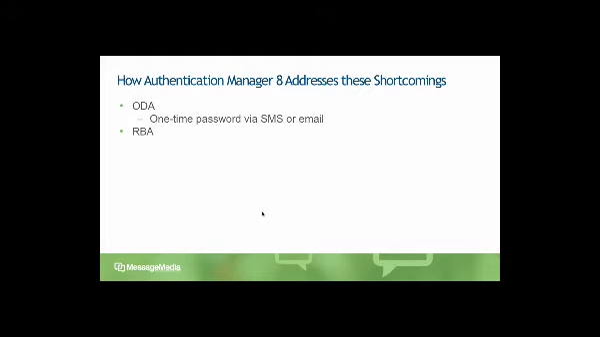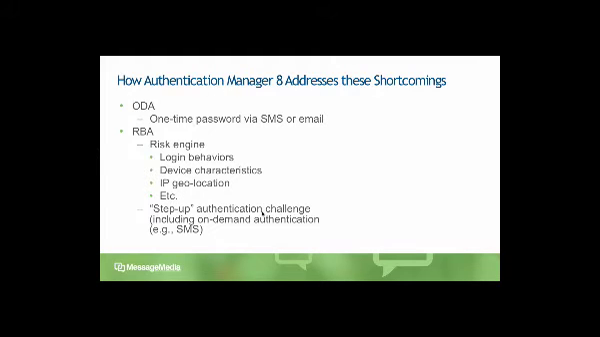The part that's new with Authentication Manager 8 is what RSA calls RBA, and that stands for Risk-Based Authentication. This is a feature that was borrowed from RSA's Adaptive Auth product. And basically, it's a risk engine that evaluates users based on login behaviors, device characteristics, IP geolocation, and other factors to assign a level of risk to the logon attempt. And based on the level of risk, RBA will generate a step-up challenge. That step-up authentication challenge can be either an on-demand authentication, for example, an SMS or an email one-time password that the user has to enter, or it could be an additional something-you-know type authentication. So asking the user for mother's maiden name, that sort of thing.